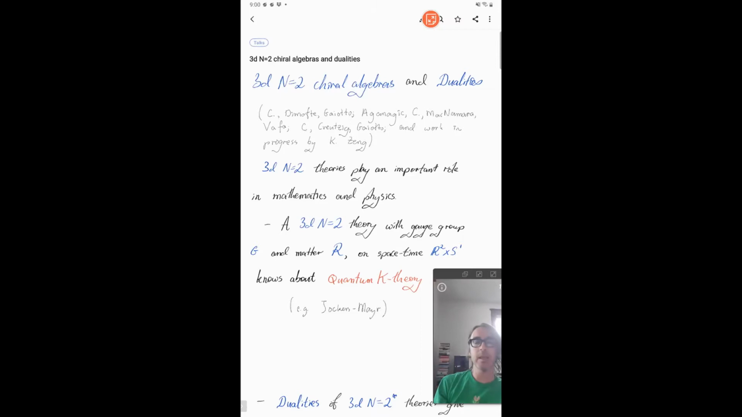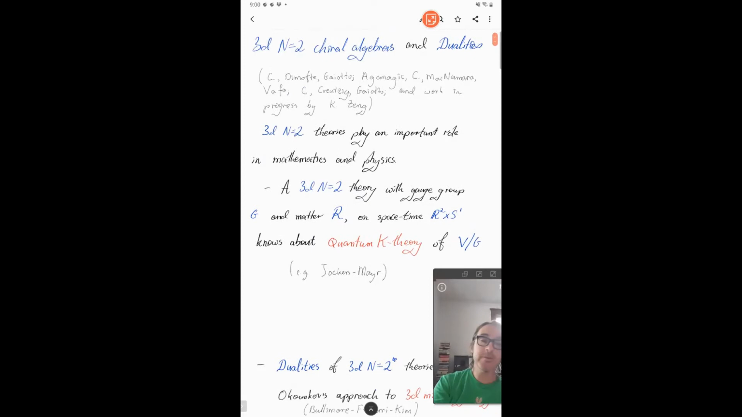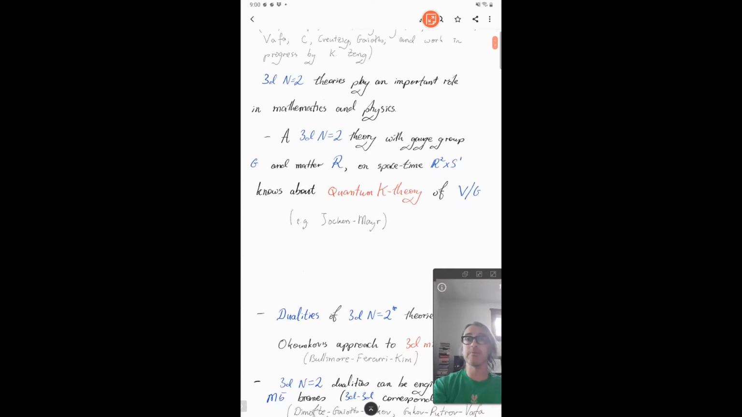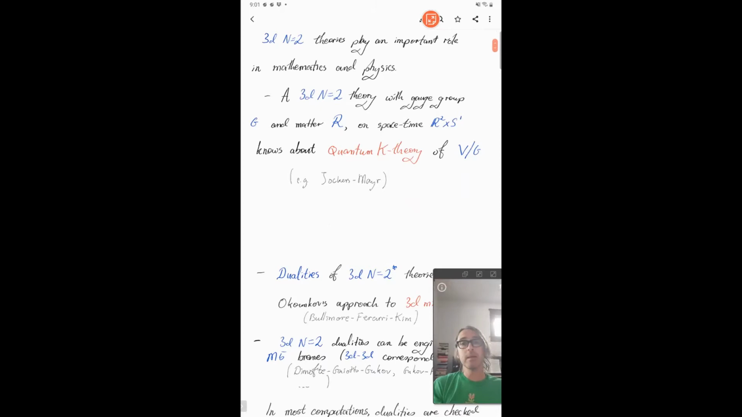So we've seen a few talks about 3D n equals 2 and n equals 4 theories in this conference, and we know that they play a very important role in both math and physics. One way they do so is you take a 3D n equals 2 theory and you put it on a circle. Of course, you get the two-dimensional (2,2) model. So you would expect that the 3D n equals 2 theory knows about quantum K theory. If I have gauge group G and matter V, the 3D n equals 2 theory should know about quantum K theory of the quotient stack. This was studied by, amongst others, Jockers and Meyer.